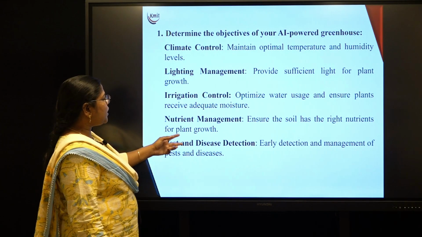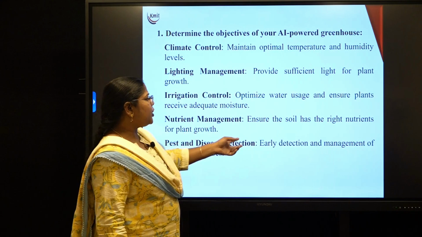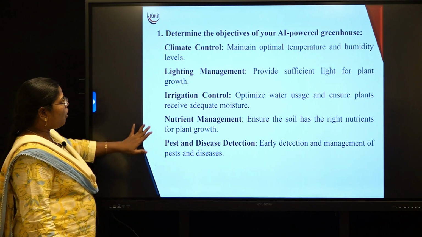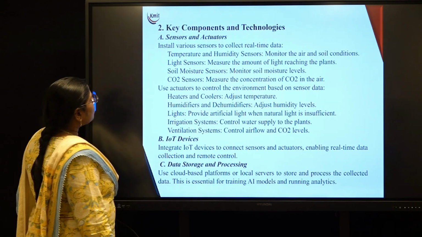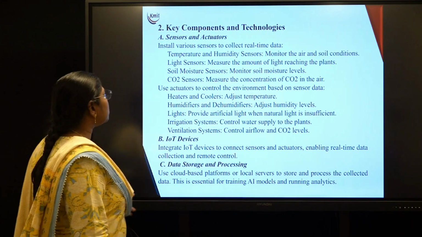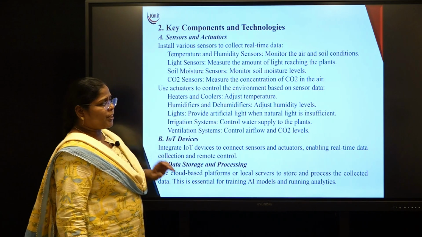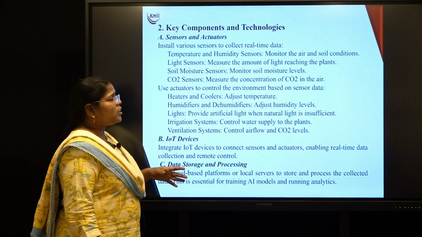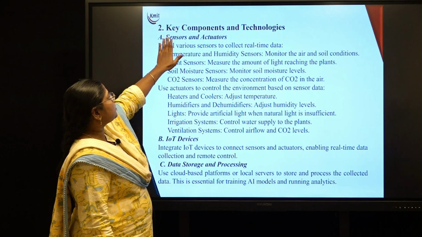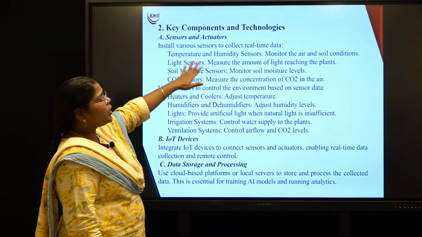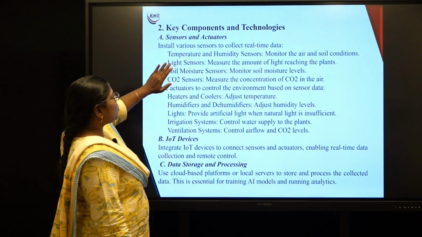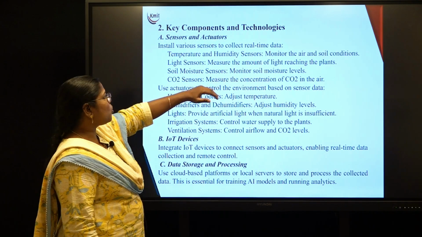Next is pest and disease detection. We need to detect early and manage the pests and diseases of the greenhouse. The key components required to design an AI powered greenhouse are sensors and actuators. Once the greenhouse is installed with sensors and actuators, sensors will collect all the real time data like temperature and humidity, to know about the air and soil conditions.